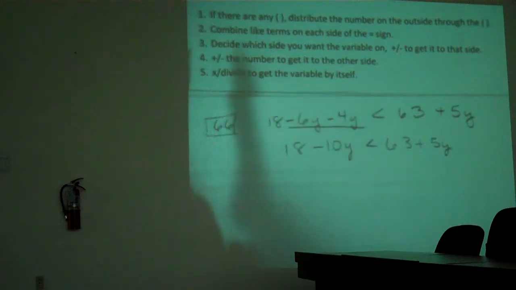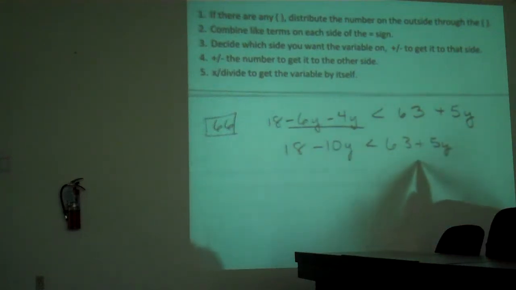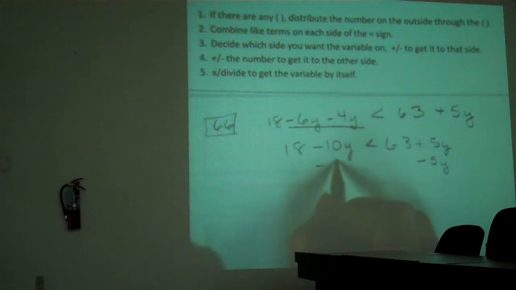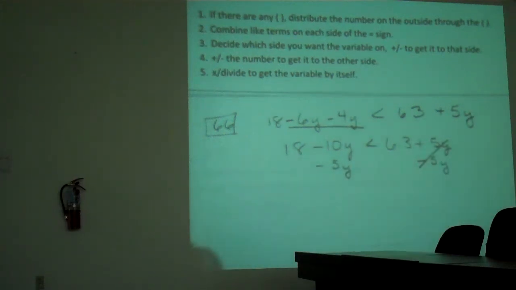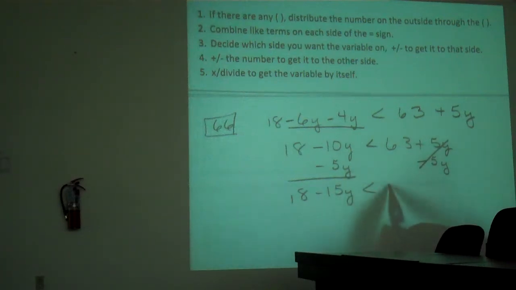Okay, now that we've done that step, number 3: decide which side you want the variable on. Then you're going to add or subtract to get it to that side. So which side do you want the variable on? The left side. You want to add 10y or would you like to subtract 5y? Subtract 5y. Okay, it's not on that side anymore, so you still have the 18, negative 10, and a negative 5, so negative 15y. The sign's still the same because you just subtracted. You didn't multiply or divide by a negative.